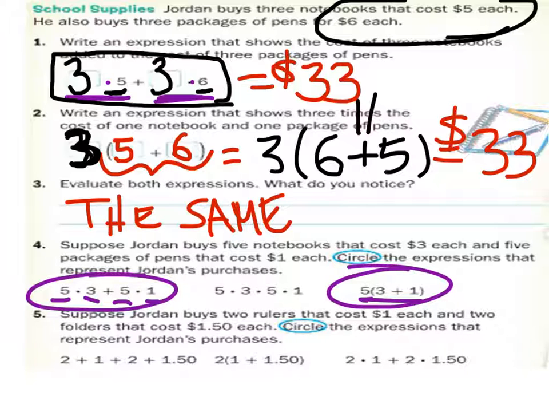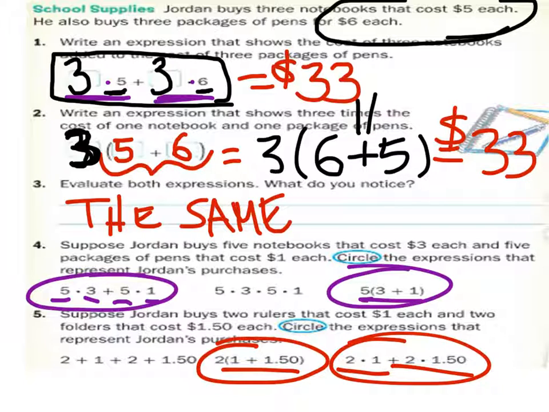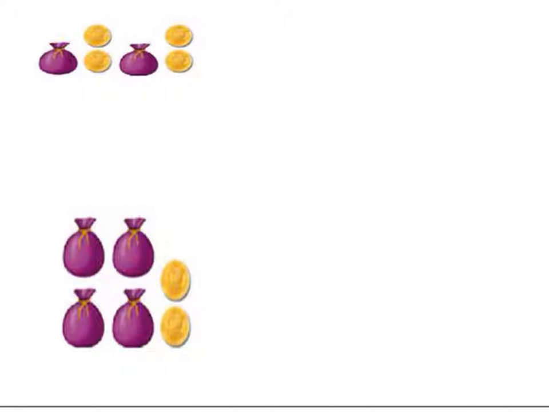What about this next one? If you buy 2 rulers at $1 each, and then 2 folders at $1.50 each, which of these 2 expressions would work? Yep, this one would work because you buy 2 sets of $1 and $1.50 items. This you're buying 2 $1 items and 2 $1.50 items. So this one's good.